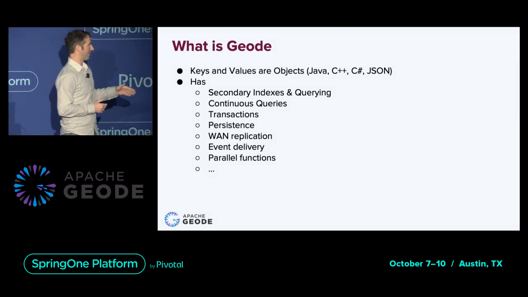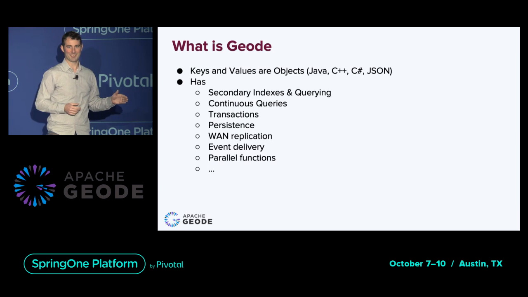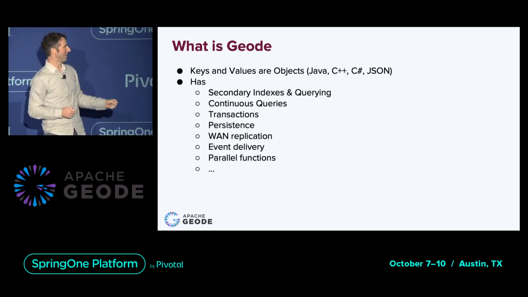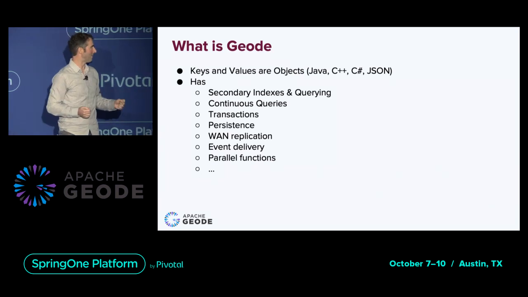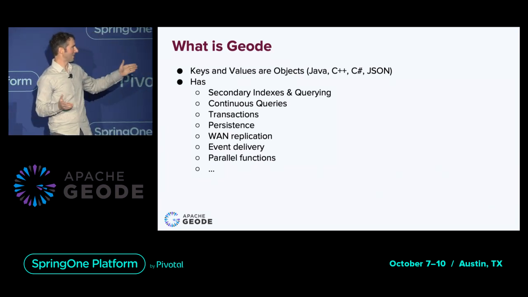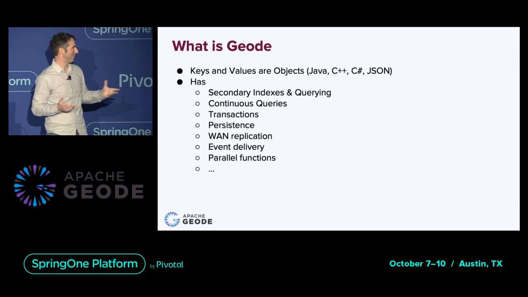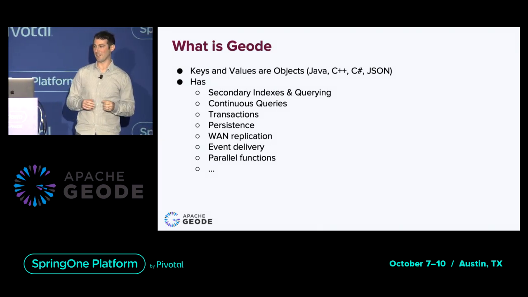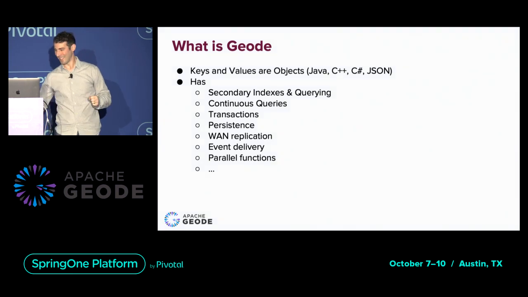And we have a whole lot of other features that I'm not going to get a chance to talk about today because I don't have time, but you can see some of them on this slide. So you can do indexes and querying on those graphs of objects, continuous queries, transactions. We have persistence, WAN replication, a lot of other stuff. Hopefully some of the later speakers are going to cover some of these things.